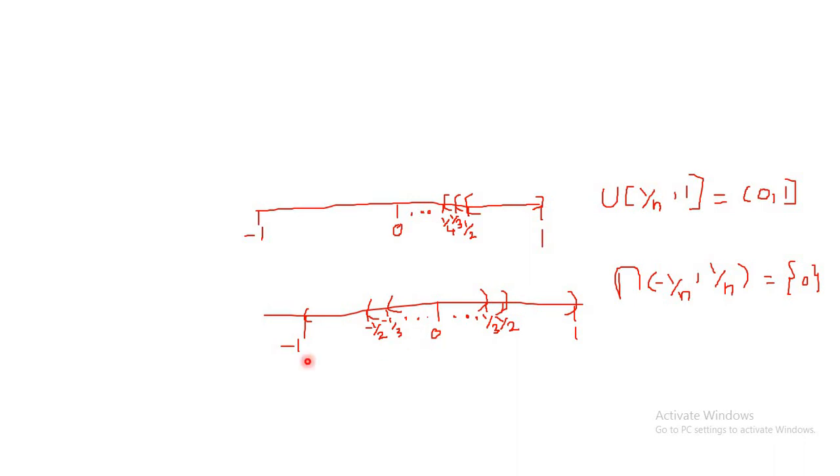Similarly, if we consider (minus 1/n, 1/n), the diagram of these intervals is this one. If we substitute 1, 2, 3, etc. for n, then we have so many open intervals: (minus 1, 1), (minus 1/2, 1/2), (minus 1/3, 1/3), etc. If we intersect all these open intervals, we have only 0. This is not open, and hence arbitrary union of closed sets need not be closed. Arbitrary intersection of open sets need not be open. Thank you.